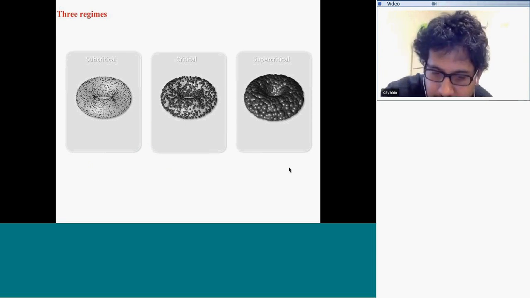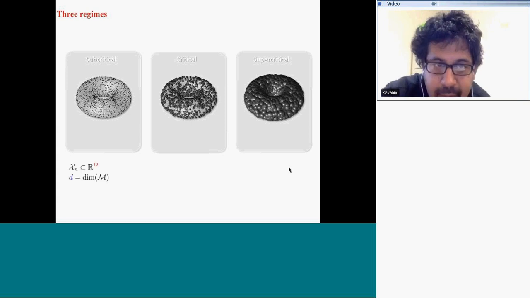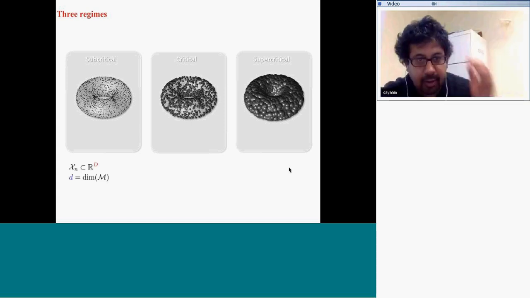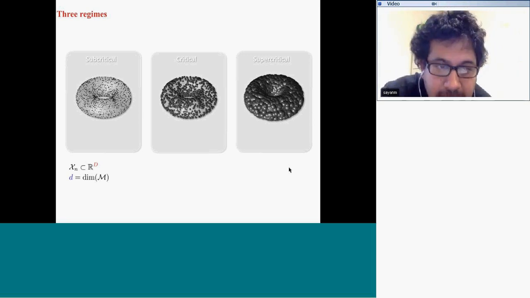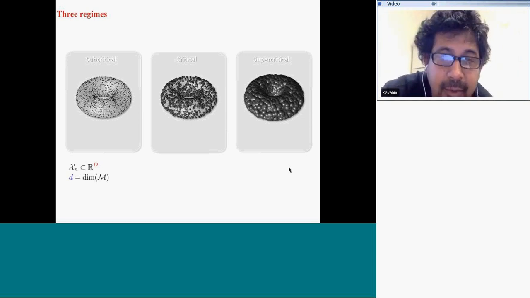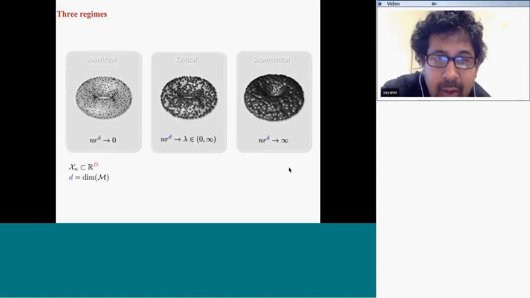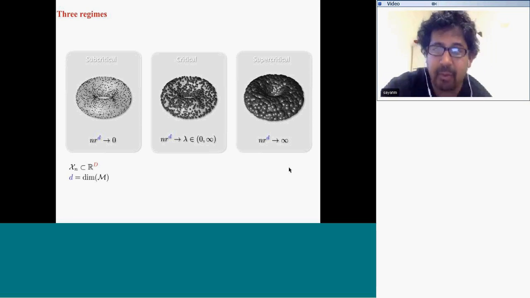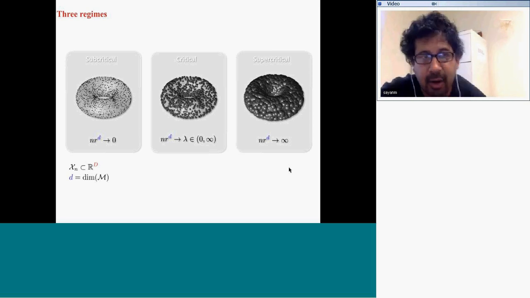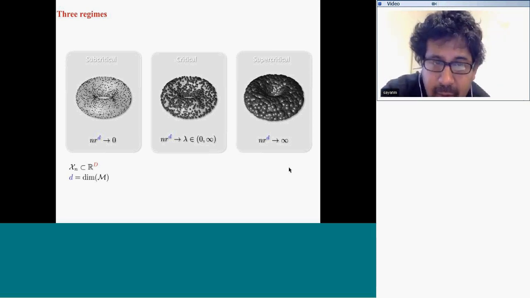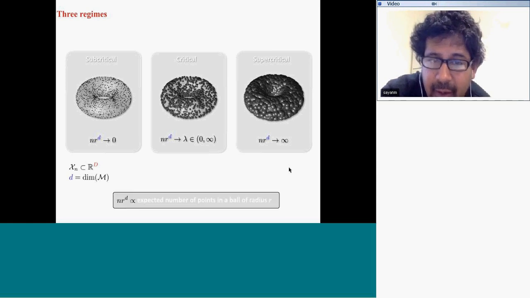Now here, and this is a lot of the work that Omer Bobrowski has been doing, is if I have an object embedded in a manifold, the dimension of the manifold is d, the dimension of the ambient space is capital D. There are three regimes. As I scale the number of points n and the radius r, n r^d goes to 0, another one it goes to a constant, and the other one it goes to infinity. These can be separated out as subcritical, critical, and supercritical, and you get different types of phenomena in each of these.